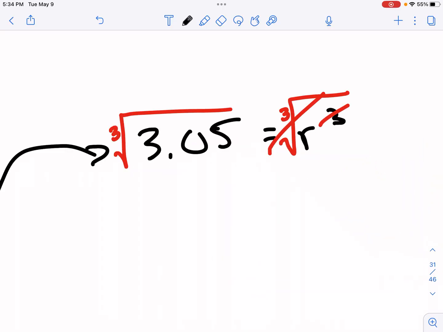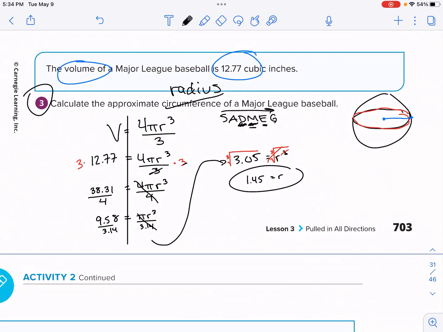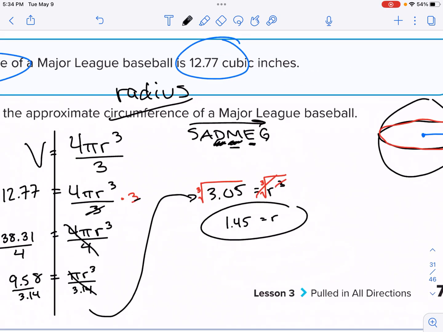Okay. So what this means is it's about 1.5 inches from the center of the baseball to the edge of the baseball. From the center, it's equidistant to any part of the exterior surface of the baseball. About 1.5 inches. So you could say the diameter is double that, so about 3 inches in diameter, and you can find circumference if you want to. But let's move on to the next page.